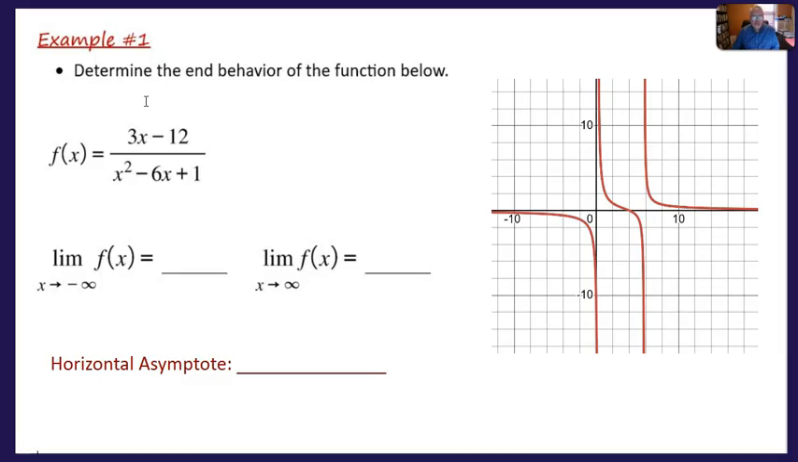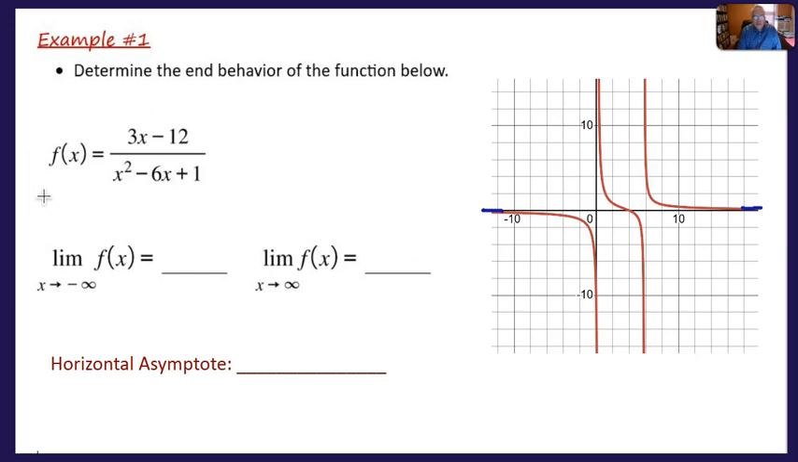Okay, this is our first example. We're going to determine the end behavior of this rational function here, f of x. We have the graph here, and we can kind of see the answer from the graph. As x approaches negative infinity, the graph is approaching 0 on this side and 0 on that side. So it has a horizontal asymptote of y equals 0.